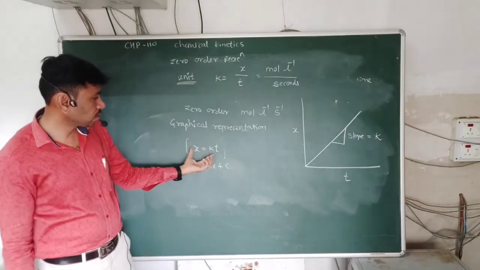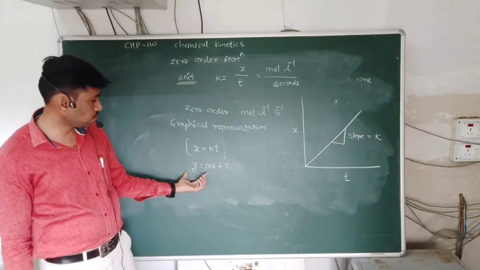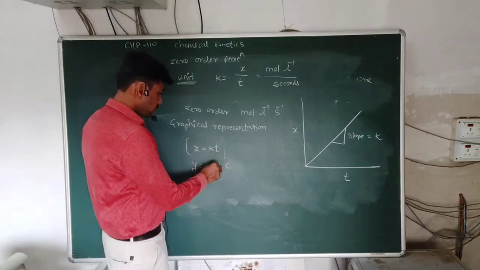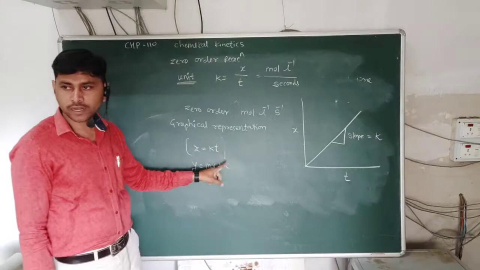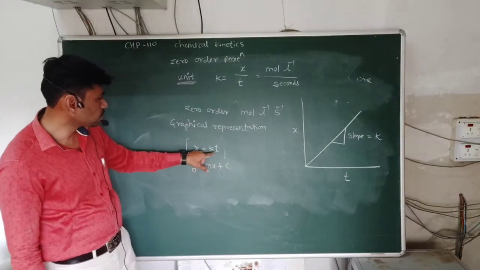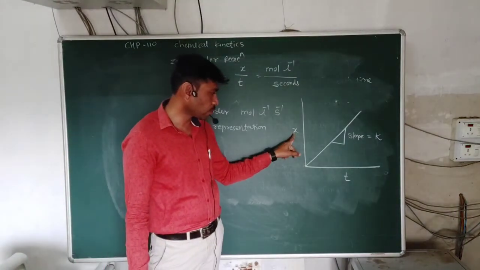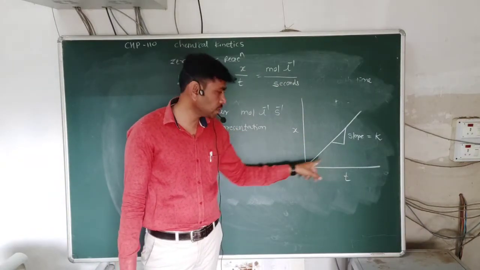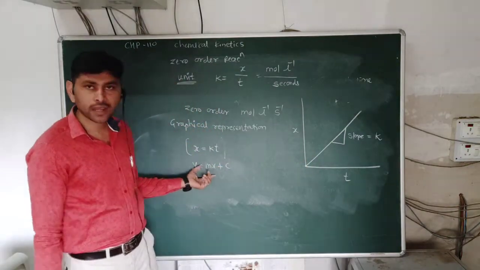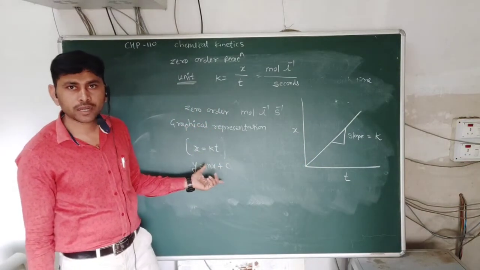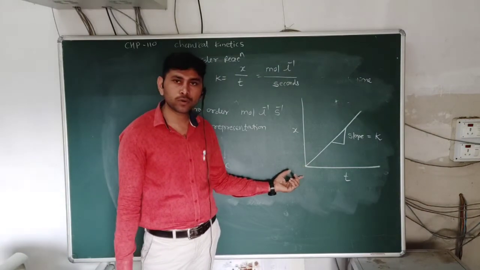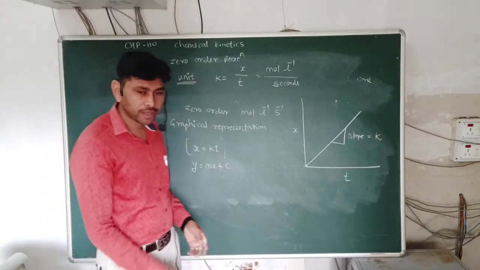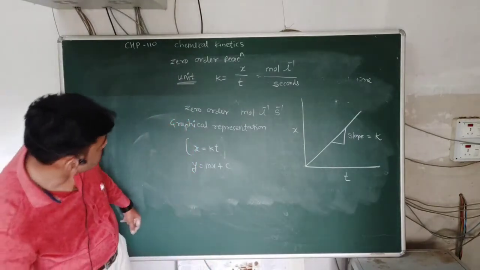Graphical representation: if we compare this equation with the equation of a straight line, that is y is equal to mx plus c, here c is equal to 0, the intercept is 0, so x is equal to kt. When we plot a graph of x against t, we obtain a straight line, because it follows the equation of a straight line. We obtain a straight line starting from the origin, and the slope of this line gives the value of k, that is the rate constant. So this is all about zero order reaction.